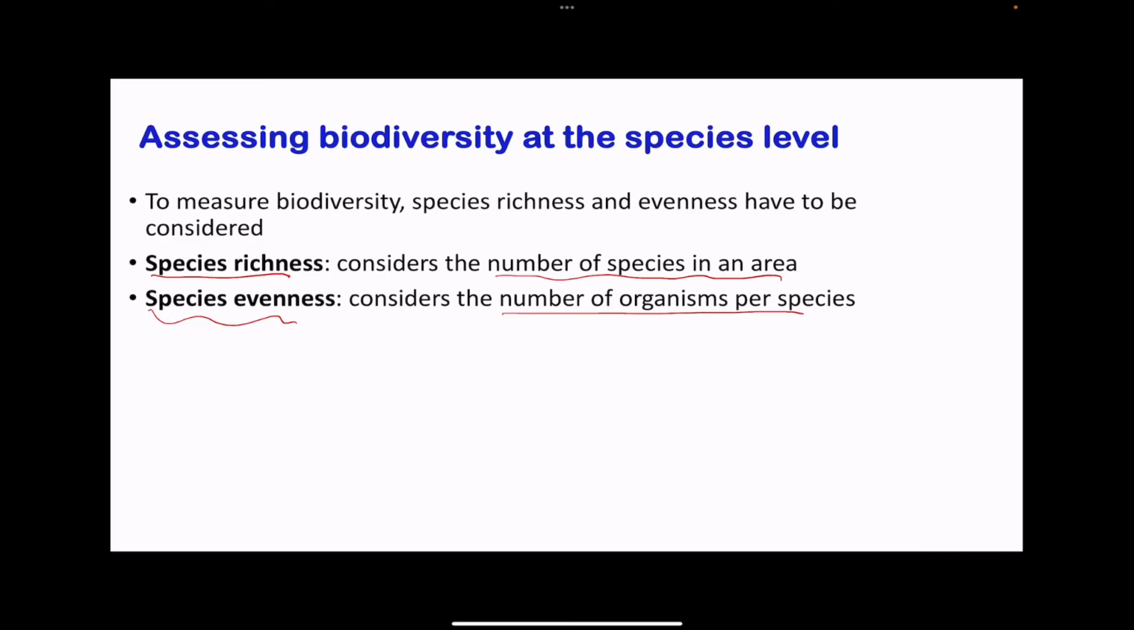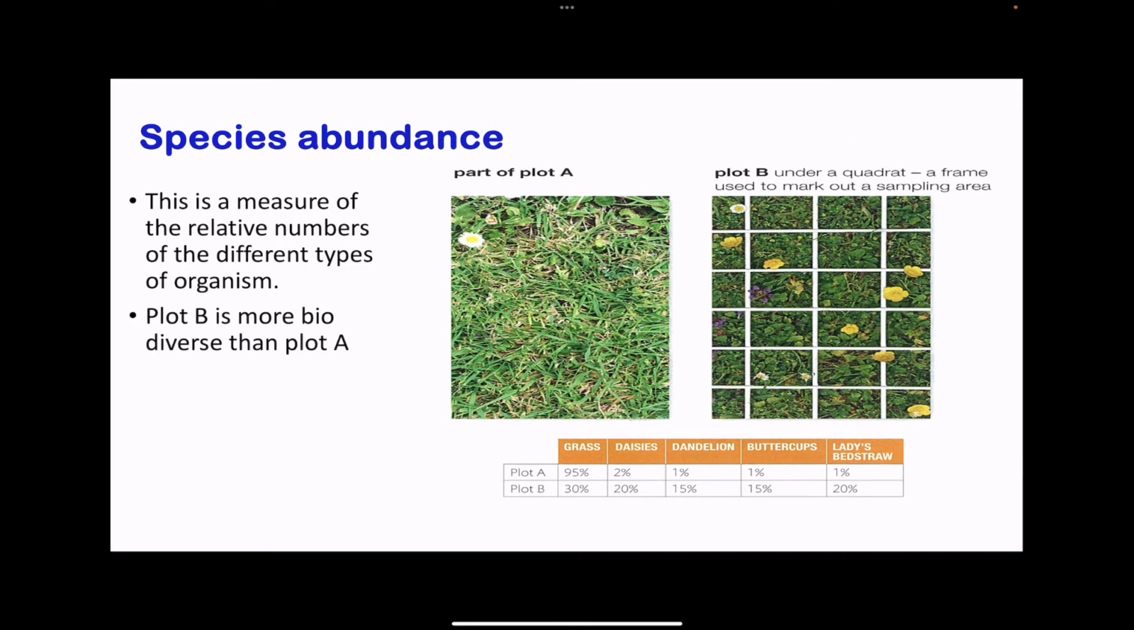Biodiversity can also be measured by looking at endemic species in an area. For example, you can look at kangaroos, which are endemic to Australia, and so on. So if there are more endemic species within an area, we can say there is greater biodiversity. Moving on to species abundance.